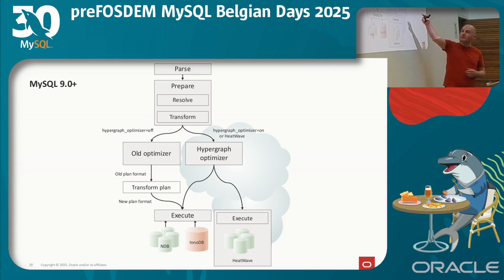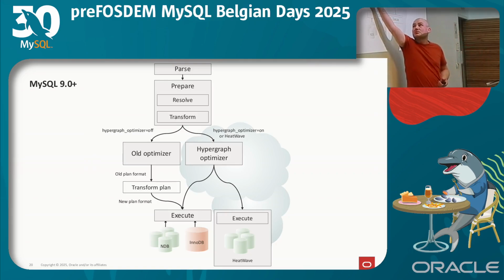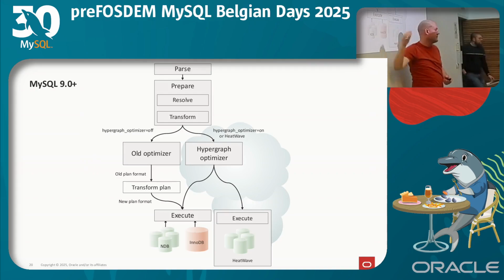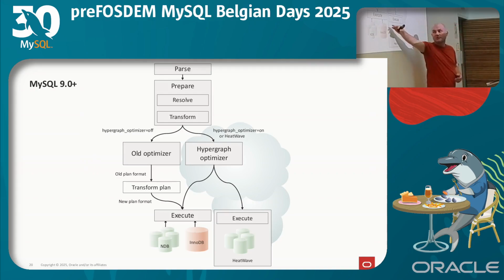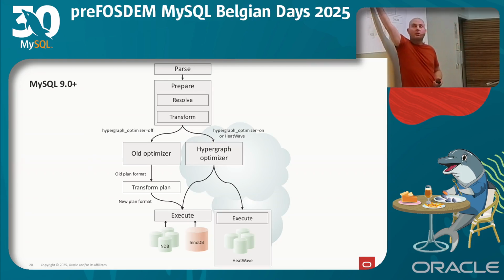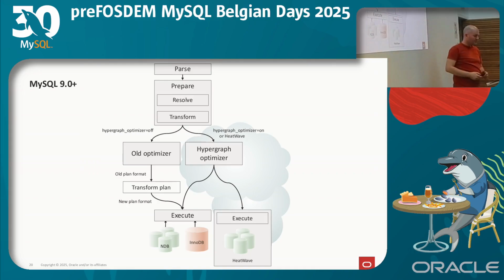But we have two optimizers. The old optimizer is the one that is being used for all your queries unless you've done something special. We see that there are two different plan formats there. The old optimizer produces one type of query plan. The hypergraph optimizer produces another type of plan, and we have some transformation steps to convert them so that code generation has one plan format to interpret. This means that the new plan format can express everything that the old plan format can express, but not the other way around. We actually have more options in the new optimizer. So that's a quick overview of where we are in query processing.